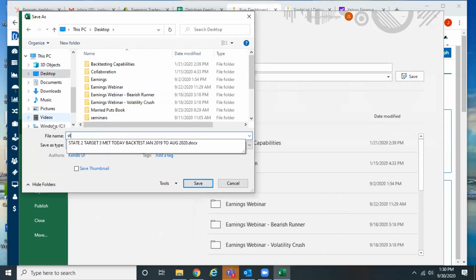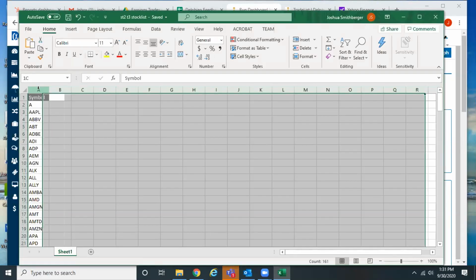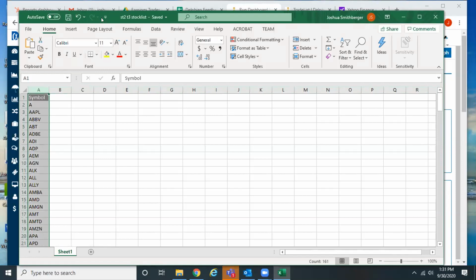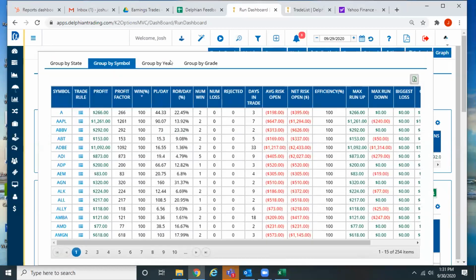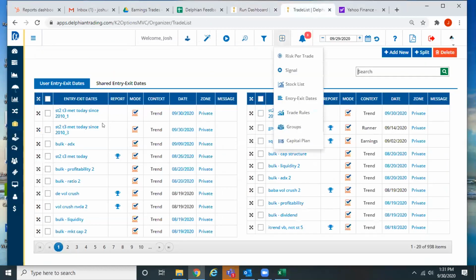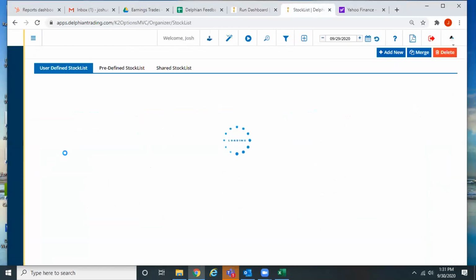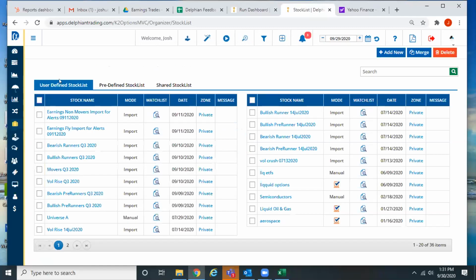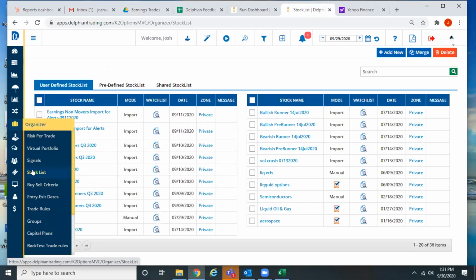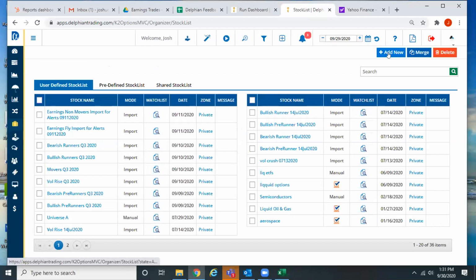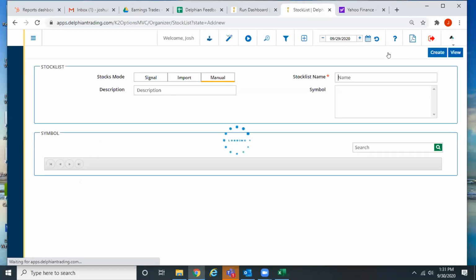So state 2, target 3, stock list. Okay, so now this is the format to upload a stock list. All you need is symbol and name, right? And this is why I'm doing it, it's recorded so you guys can walk through this part. So I went into organizer and stock list. If we want to create a new one, we just hit that add new.